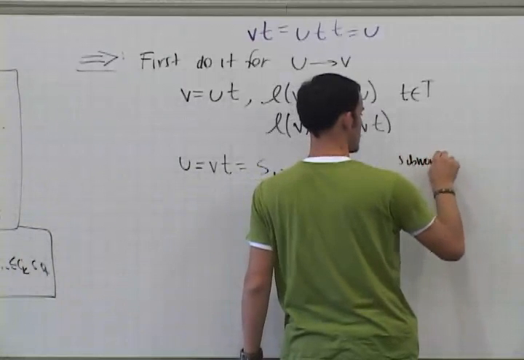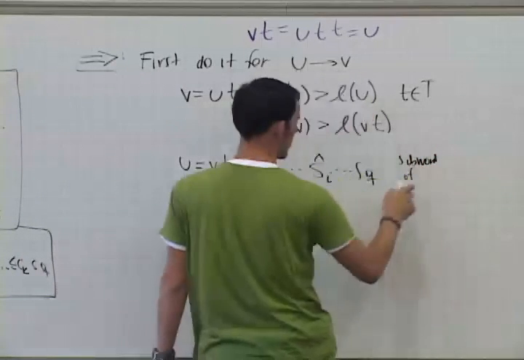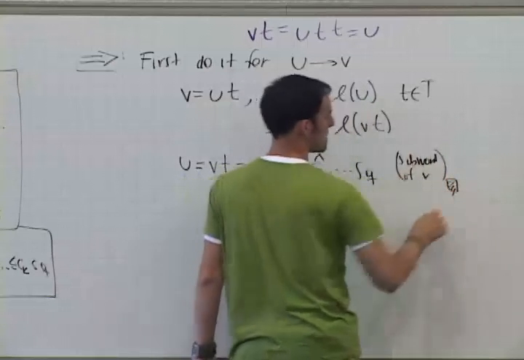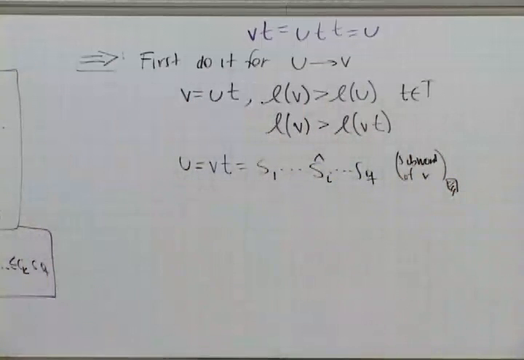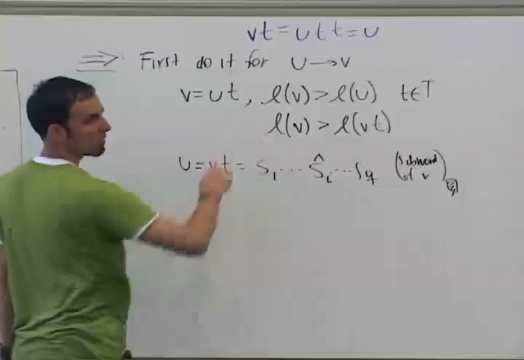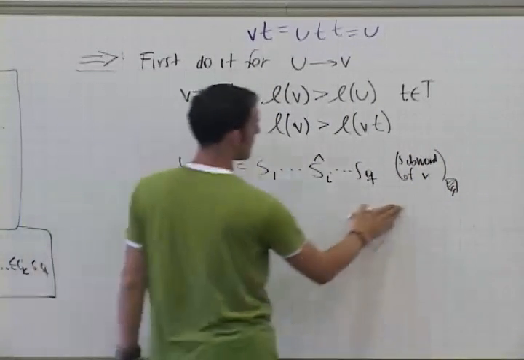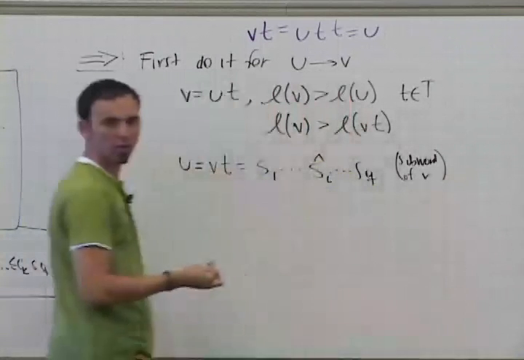Subword of the one for V. So that proves that direction. Well, that proves it for U arrow V. Okay. Any questions about that so far?